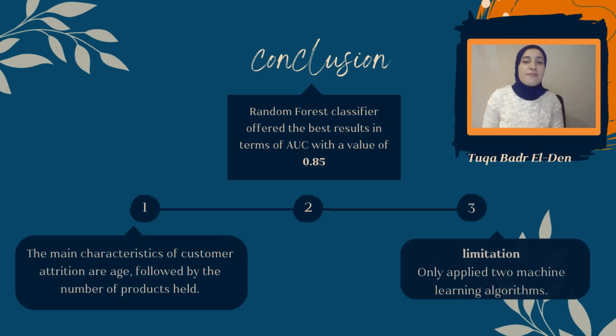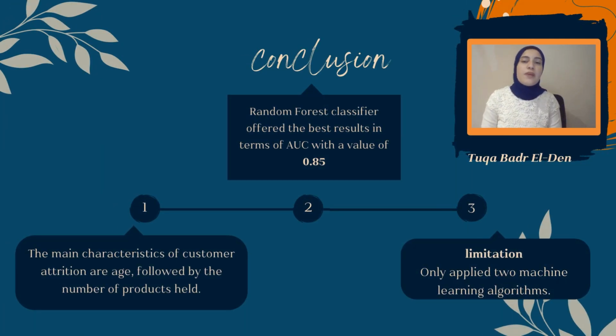So, based on what has been discussed, this paper concludes with three main points. Firstly, the main factors that impact customer attrition were age and the number of products held by clients. And as for machine learning models, random forest offered the best model with almost 0.85 compared to just 0.73 for logistic regression. However, this paper recommends further studies to apply more machine learning models.